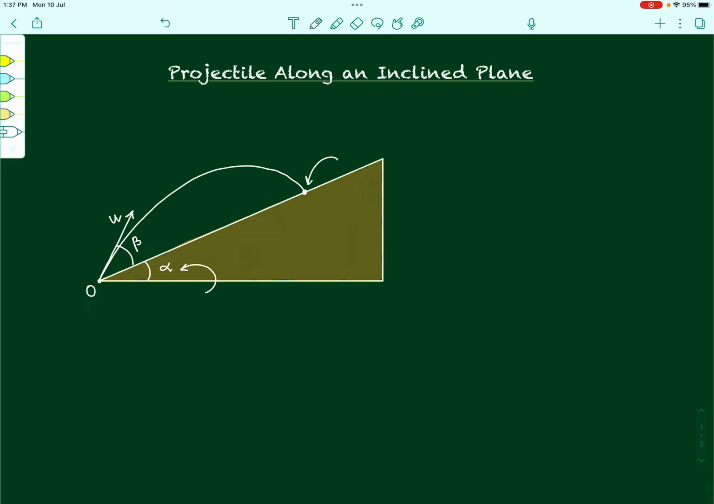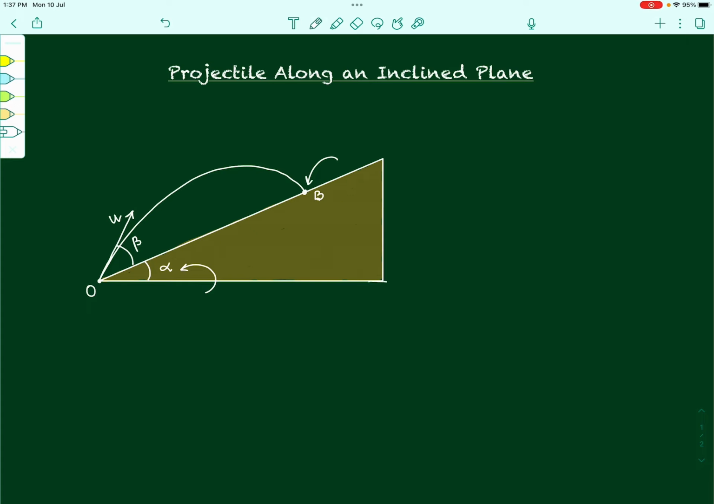As it reaches this point, let's call this point B. As it reaches the point B, we say that the projectile has reached back to the inclined plane, and it is this motion that we are supposed to study now. There is a specific way in which we try to study this motion.